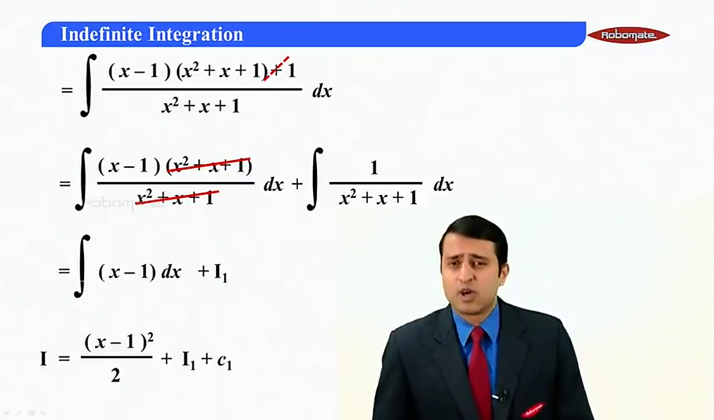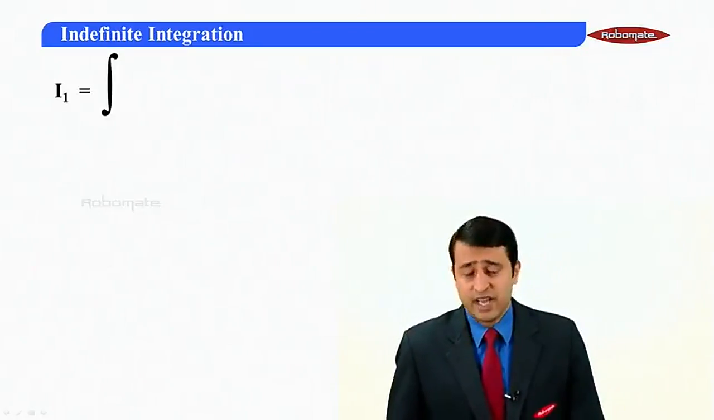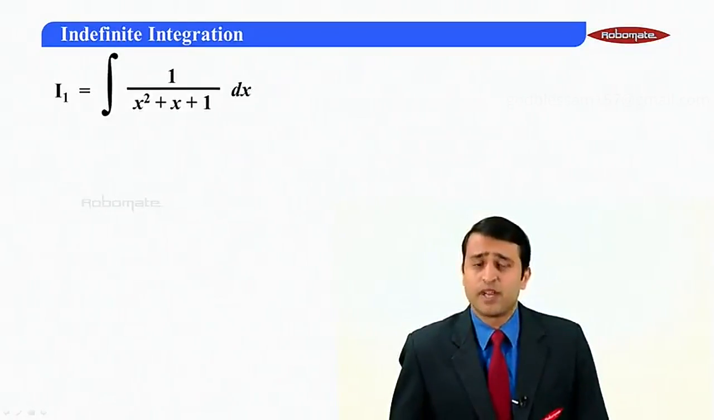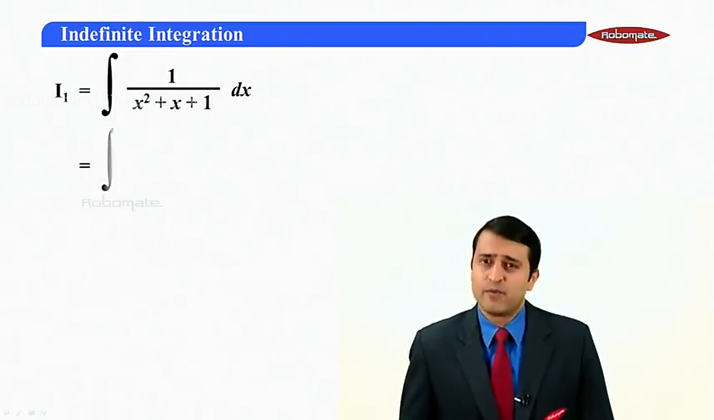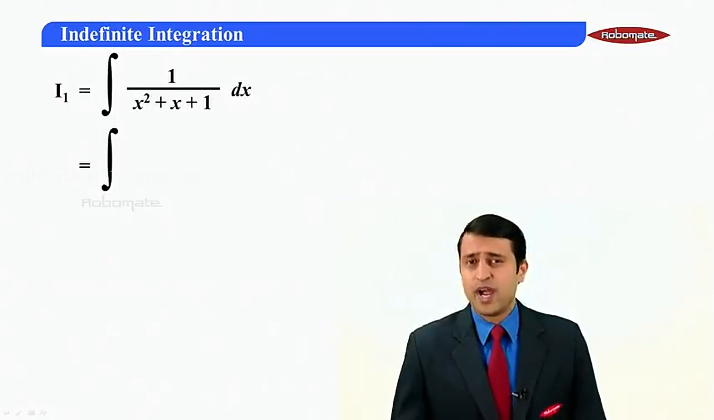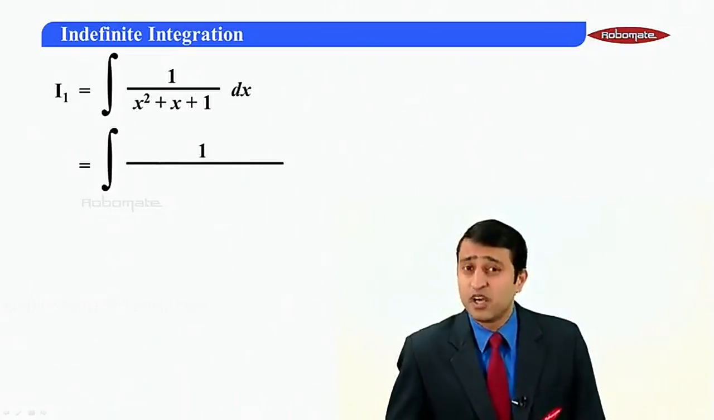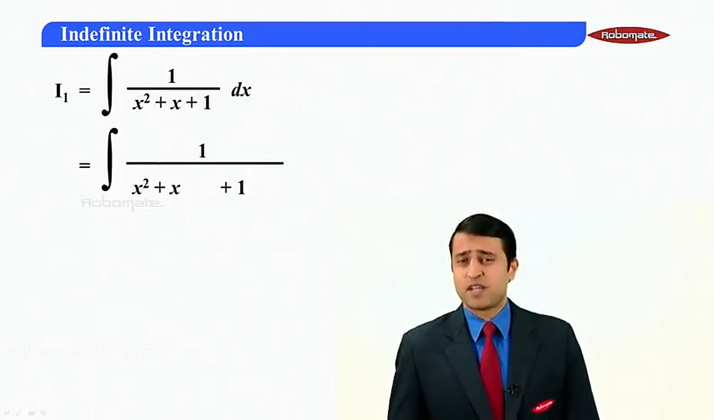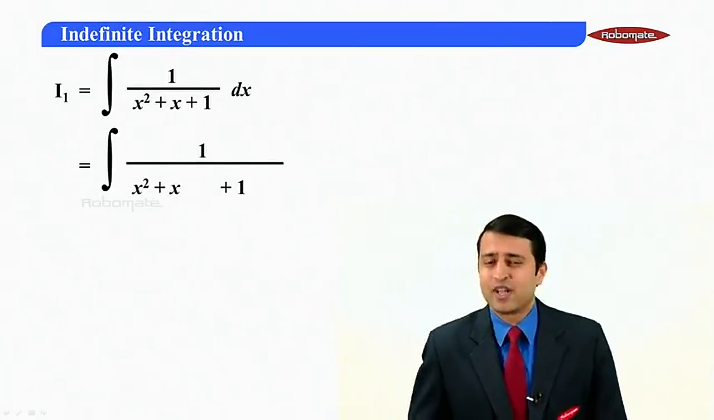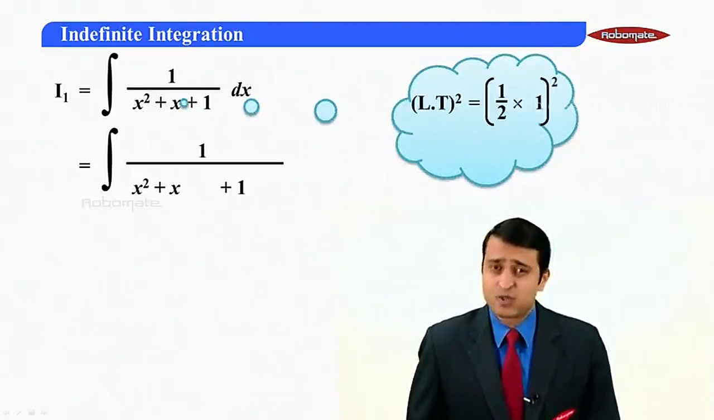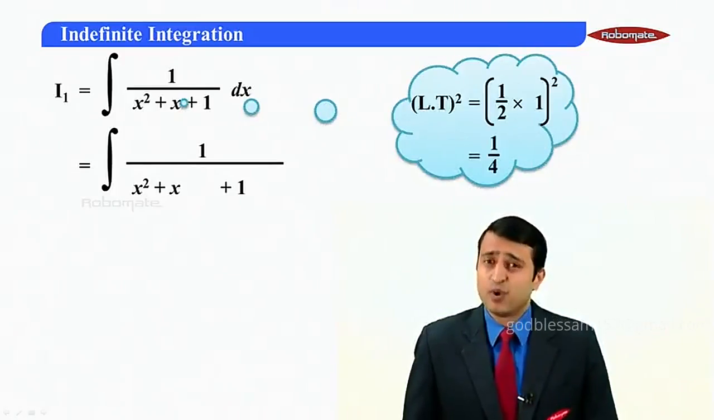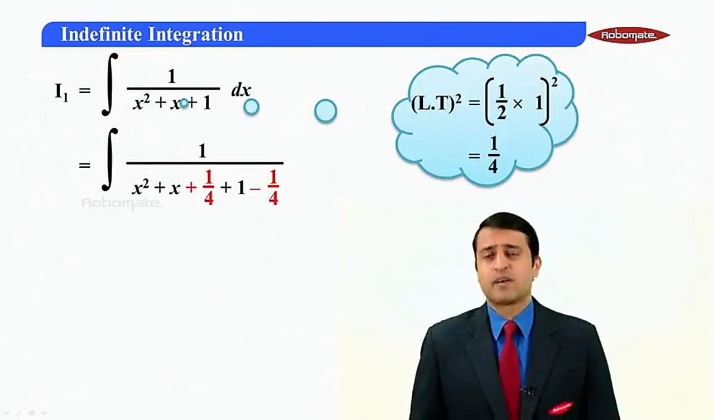So now my job is finding the value of I1, and I1 happens to be integral 1 upon x square plus x plus 1 dx. Coefficient of x square is already 1, so we can go to add, subtract a number to convert this into a perfect square. So x square plus x plus 1. Now let's fill up the blank there. Half into coefficient of x, so half into 1, by 2 into 1 the whole square, that's 1 by 4. So add, subtract 1 by 4.